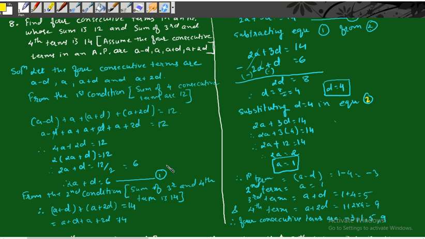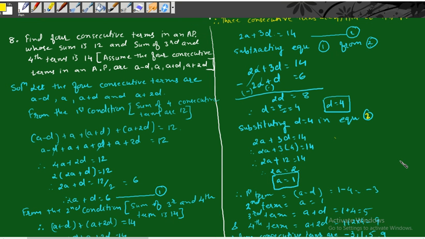We will put as 1. This is equation 1. Now from the second condition, the sum of third and fourth term is 14. So a plus d, third term is what? A plus d, and the fourth term is a plus 2d is equal to 14. By opening the bracket, I will get 2a plus 3d is equal to 14.